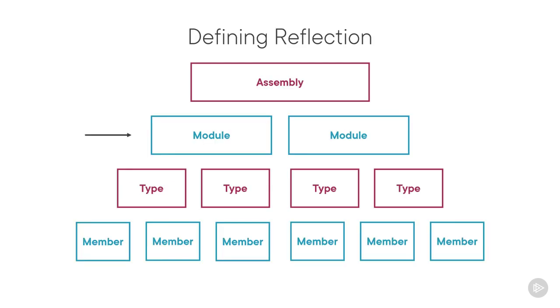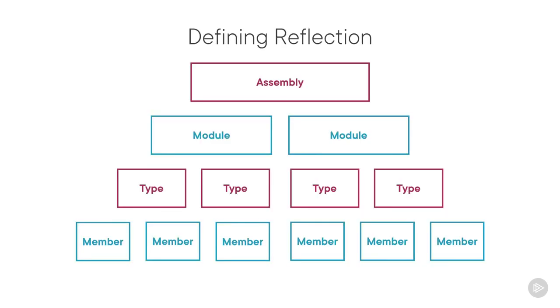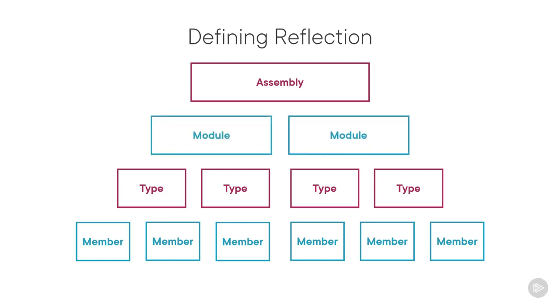Up next are modules. If we look at the definition of a module, we read, well, almost the same. A module is a portable executable file, such as type.dll or application.exe, consisting of one or more classes and interfaces. There may be multiple namespaces contained in a single module, and a namespace may span multiple modules. One or more modules deployed as a unit compose an assembly. So in principle, an assembly contains one or more modules. In the .NET world, however, this is largely a theoretical thing.